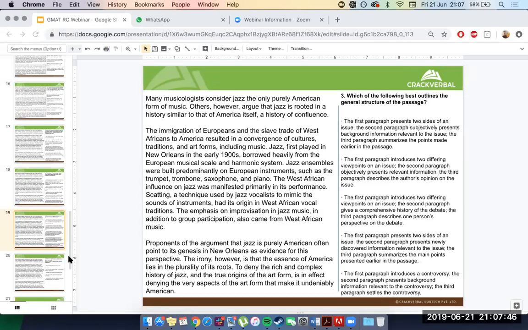All right. Now, the thing that you want to remember is that if you think that an answer has a chance of being correct, do not eliminate it, right? You only eliminate an answer if you feel fairly certain that it is wrong. So let's take a look at B, then D, then E, and we will get to why B is correct. So B says, the first paragraph introduces two differing viewpoints on an issue. Cool. The second paragraph objectively presents relevant information.